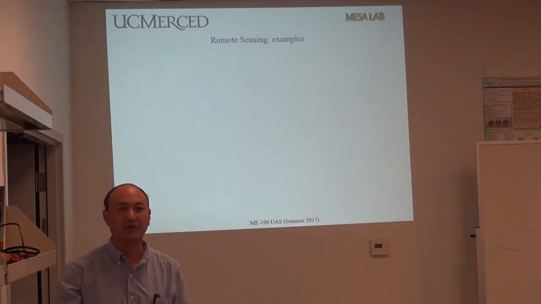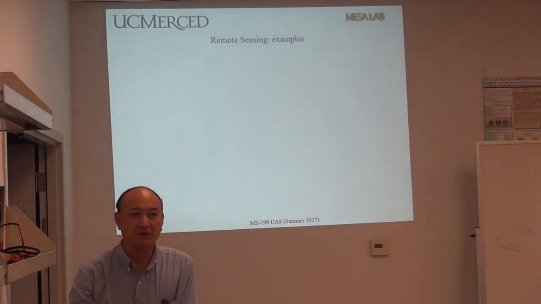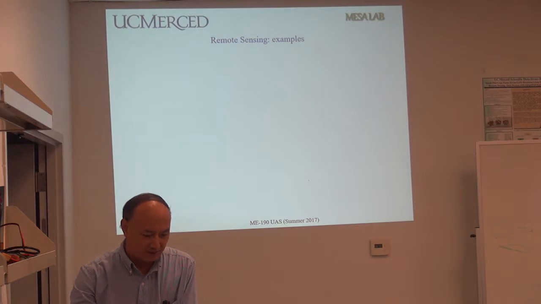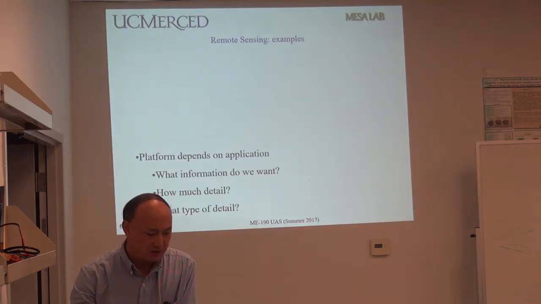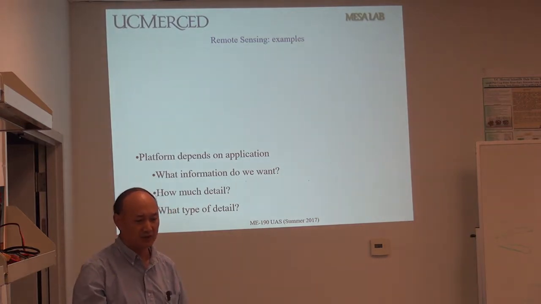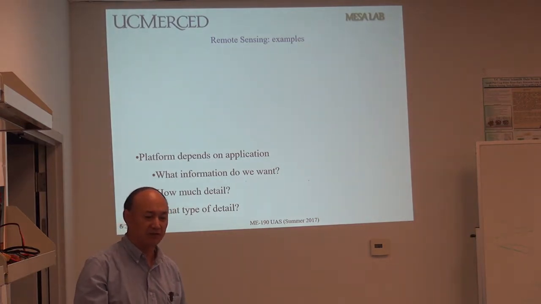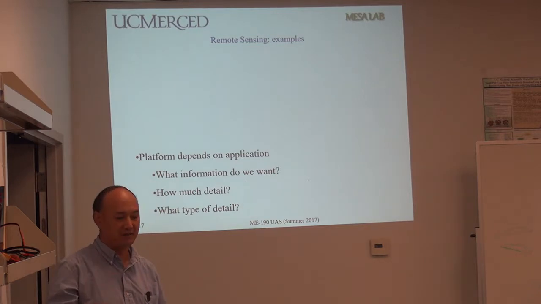We can talk about remote sensing examples, but before that, we really need to talk about two things. One is the platform, okay? What carries the sensors? So what information do we want? And how much detail do we need? And what types of details? Those platforms also depend on the applications, okay?